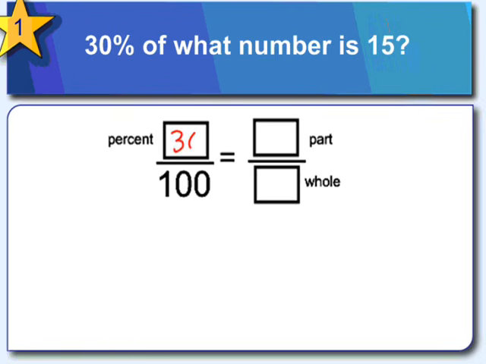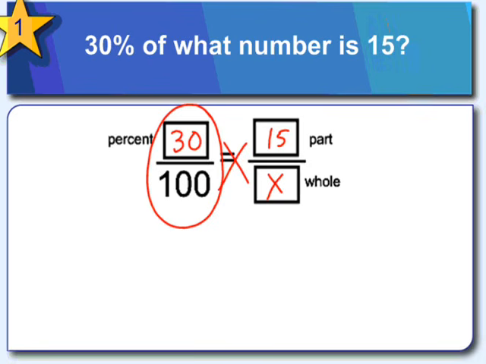We know 30%, and we've represented that as a fraction, as a ratio. 30% of what number? So 30% of what number is 15? And then we can cross multiply to find out what this missing number is.